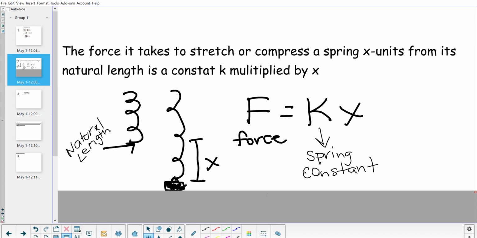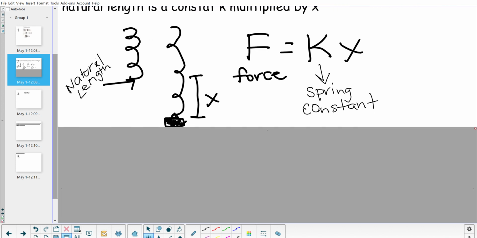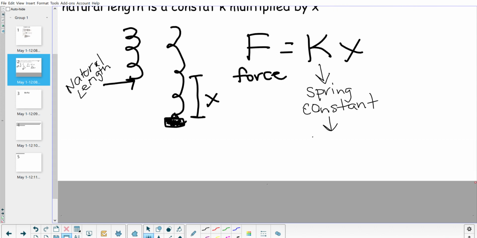It should be in force units per unit length. You all know I really don't have this bad of handwriting. It's just super delayed on this screen. It misses a lot of what I write. And then x, we've already talked about this.